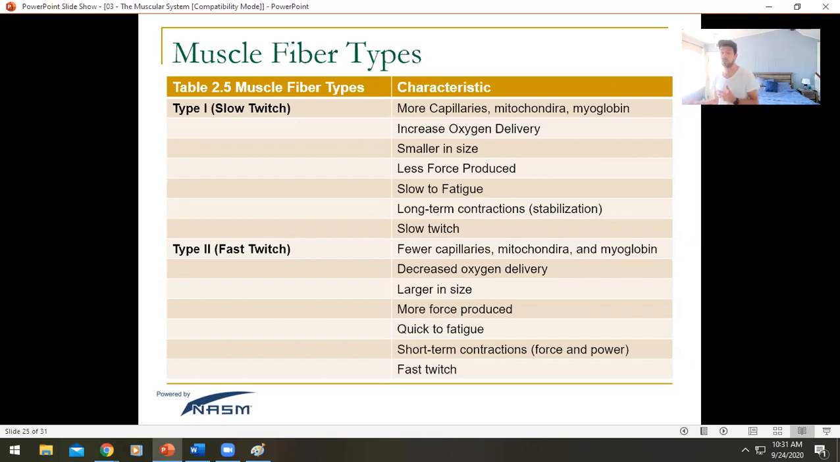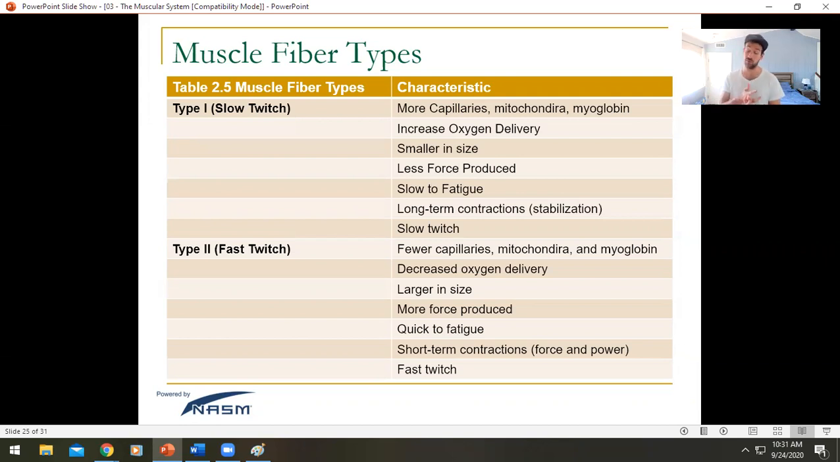Versus your fast twitch fibers, which don't have as much blood flow, which means they don't have as much mitochondria, which means they don't have as much myoglobin, which means they don't get as much oxygen delivery. So they're going to repair and recover a little more slowly, but they are much larger in size. They have way more actin and myosin fibers.